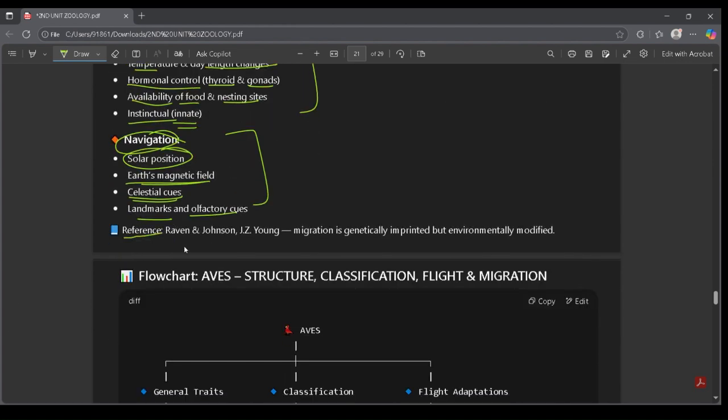Now we'll discuss references. Raven and Johnson and J.Z. Young say that migration is genetically imprinted but environmentally modified.